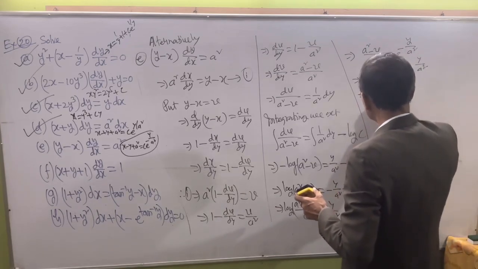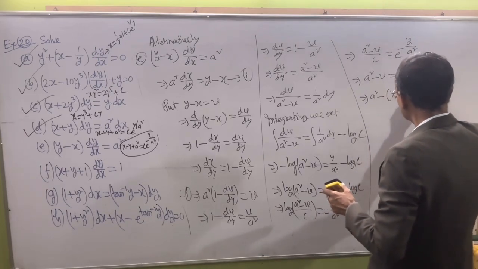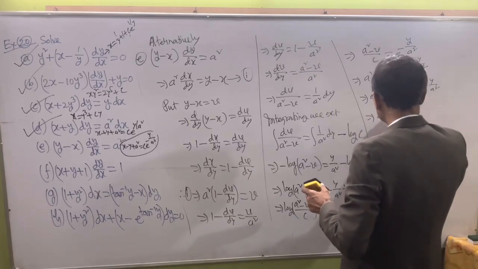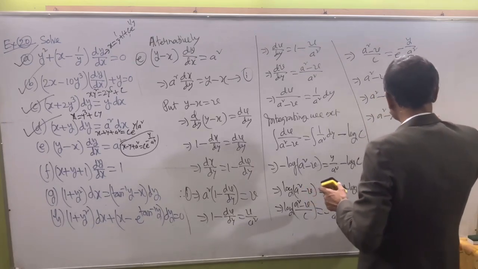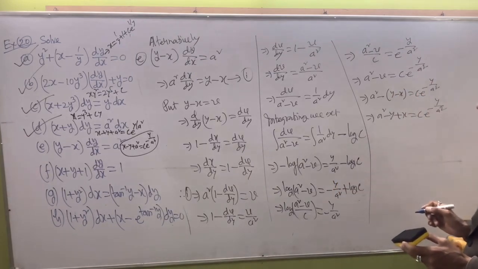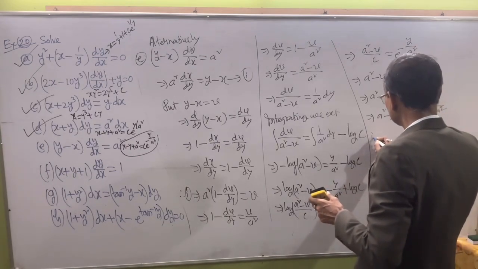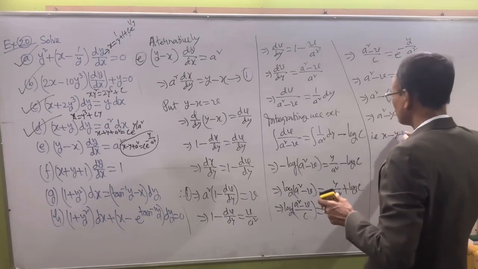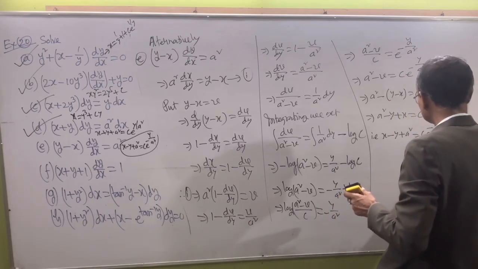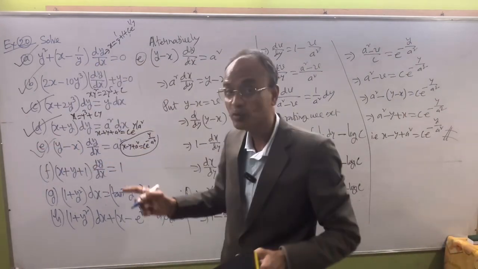This means a square minus, what is v? v means y minus x, equal to c e to the power minus y by a square. This means a square minus y plus x equal to c into e to the power minus y by a square. That is x minus y plus a square equal to c e to the power minus y by a square. This is the answer. Therefore, we have solved the equation in two methods.